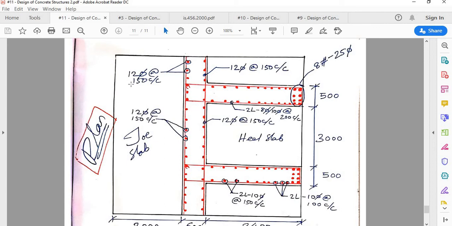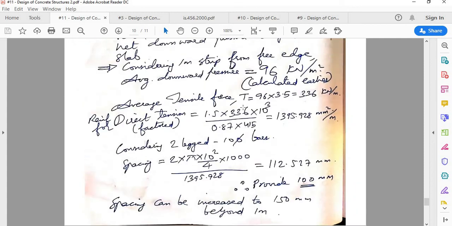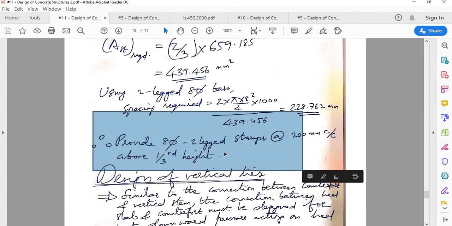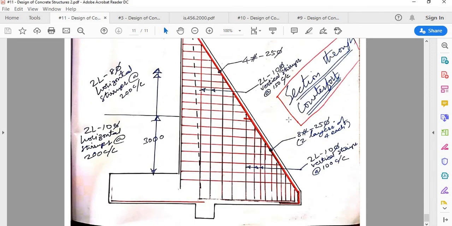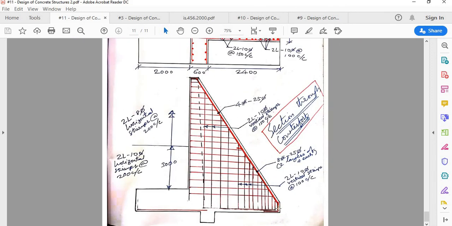Now in the upper 1/3 and all, I have not gone through the calculation detail. We can provide 8-dia. So that's why I have written a bar here, 2-legged 8-dia or 10-dia, depending upon where you are looking, at 200 mm center to center. So this is the section. You have 8 25-dia bars going up. Beyond a point, only 4 25-dia bars need to go. So this is the curtailment point for 4 bars. And these are the vertical and horizontal stirrups which we discussed.